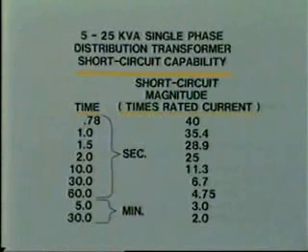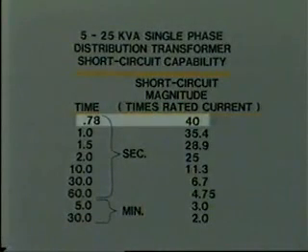For example, this table shows some typical values of short circuit current with permissible times for a single phase transformer between 5 and 25 kVA in size. We see here that this value of 40 times full load current can be tolerated for only about 0.8 of a second.